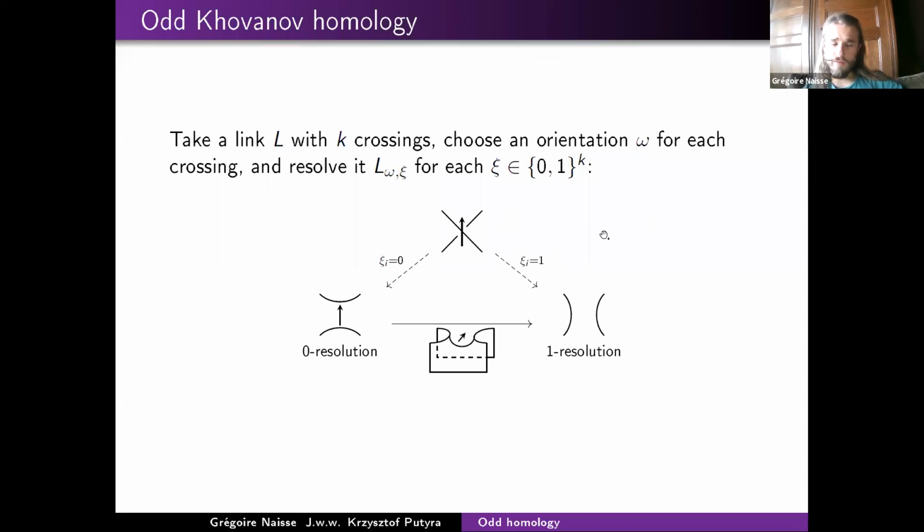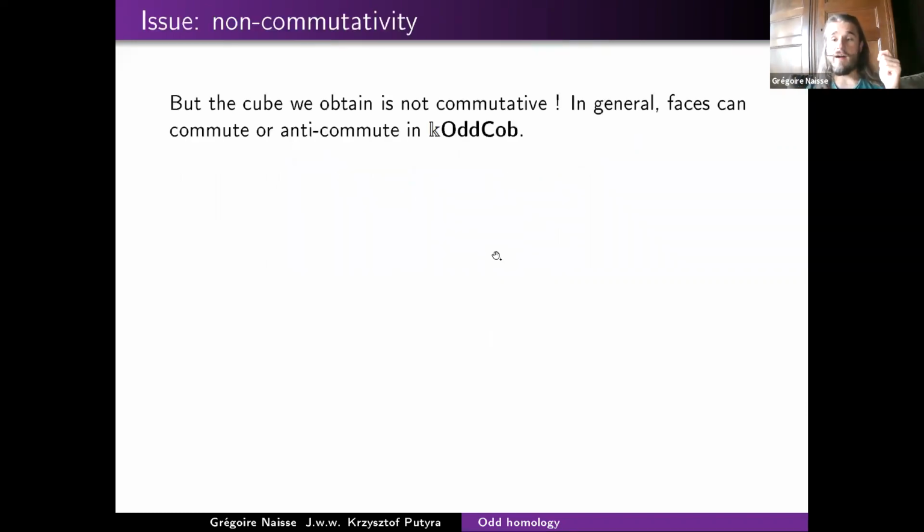However, there is an issue here. Because if you remember what I told you, in the even case, this cube was commutative, because in the even case you can exchange distant saddle points. But here, the faces could commute or anticommute. Because, for example, if the two saddle points you are exchanging are split, then you get a sign. So somehow you need to deal with it.